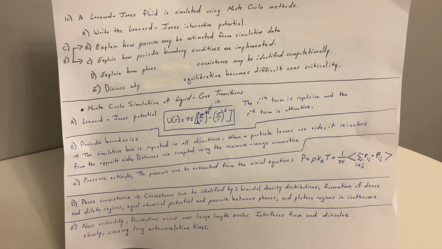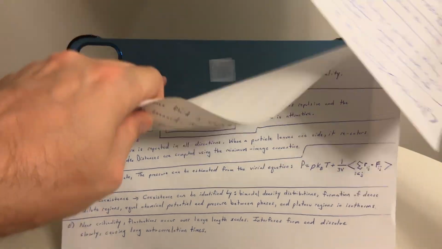And part E, discuss why equilibration becomes difficult near criticality. Near criticality, fluctuations occur over large length scales, and interfaces form and dissolve slowly, causing long autocorrelation times. So that's number 10. That was canonical. A lot of this stuff is canonical standard, but very important. Moving along to number 11.